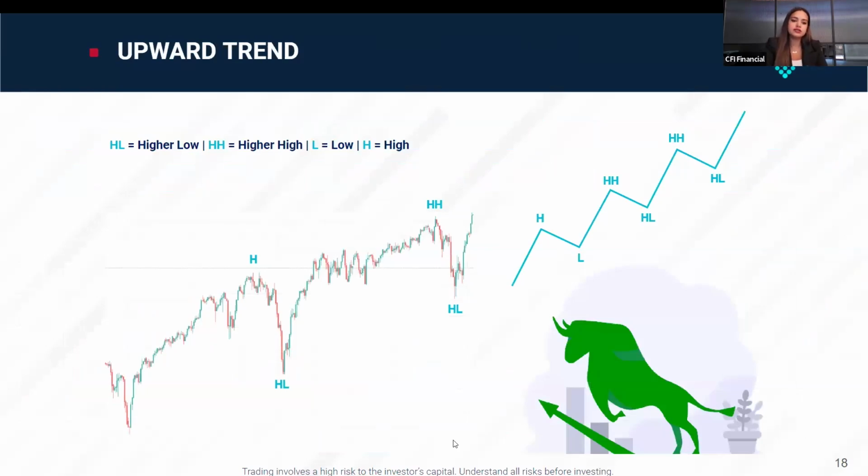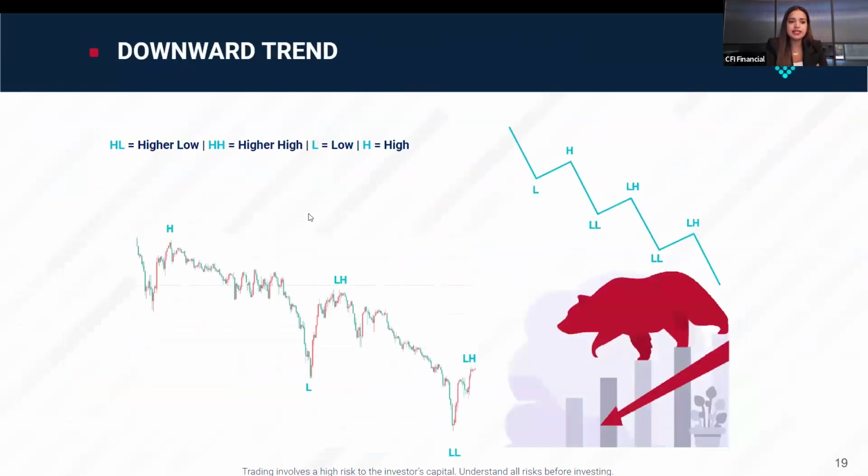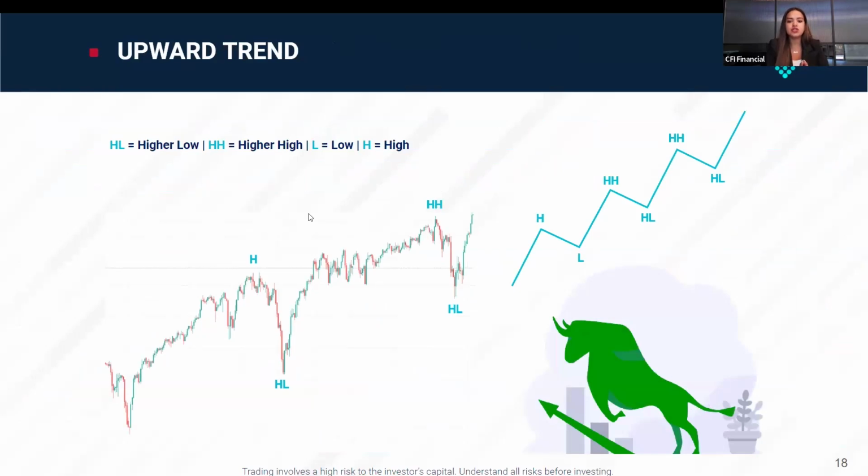Now we're gonna discuss the trend lines. We have 3 types of trends: upward trend, downward trend, and horizontal trend. What do we mean by upward trend? As you can see, it consists of higher highs and higher lows. You need 2 highs and 2 lows in order to consider that this is a trend, and you need a third high in order to confirm the upward trend.